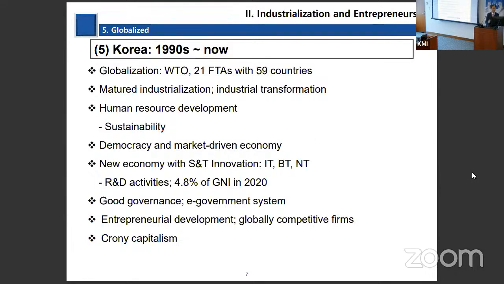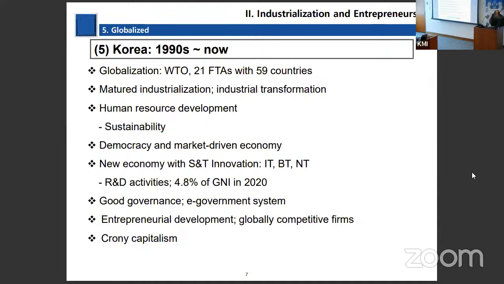In the 1990s, we all know that in 1989 the former Soviet Union collapsed, and then all became market-driven economies in the world. And then we had so-called policy globalization. Everything was global. So the WTO became much more active, and Korea is one of the most active countries in pursuing free trade agreements, because I said earlier that it is a very open society.